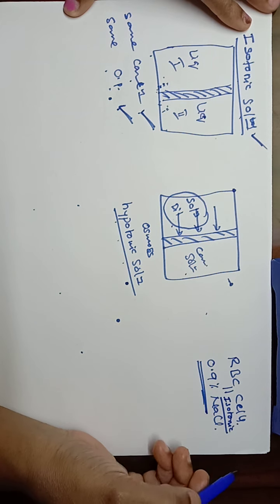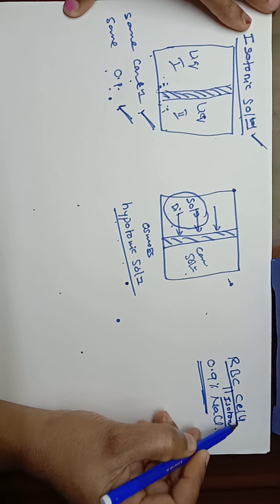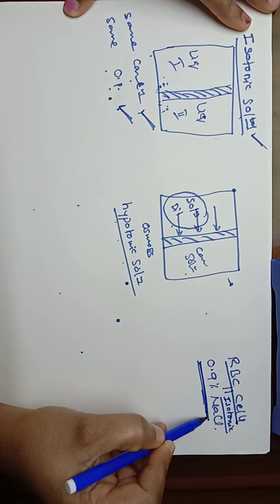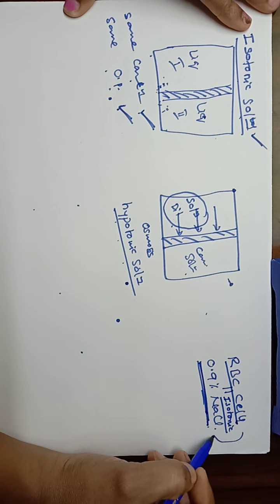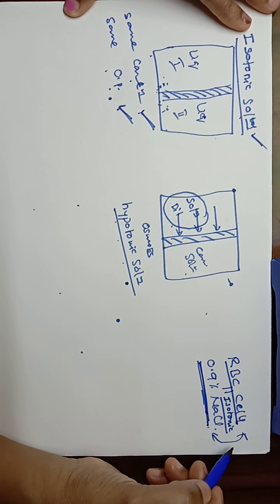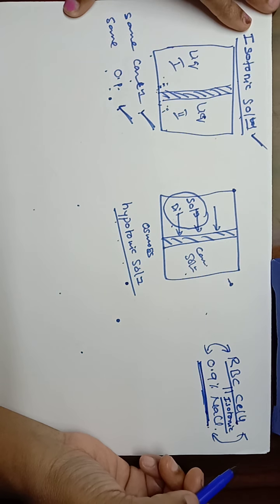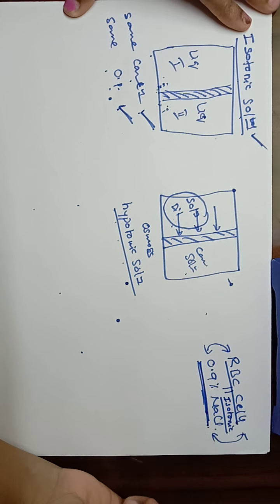So why? Because these RBC cells contain the solvent, and also this 0.9% NaCl contains the solvent. The solvent content in both cases is the same. That means both the liquids have the same concentration and also the same osmotic pressure. Hence, because of that reason, these two are isotonic in nature.